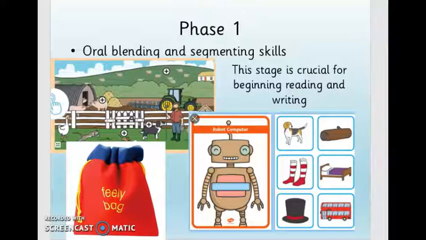So for example, I may sit down with a child and we may look at this picture here of the farm and I may say simple things like, I can see a duck. Can you see a duck? And help them to try and figure out what it is that I'm trying to say for them to then hear the word duck.